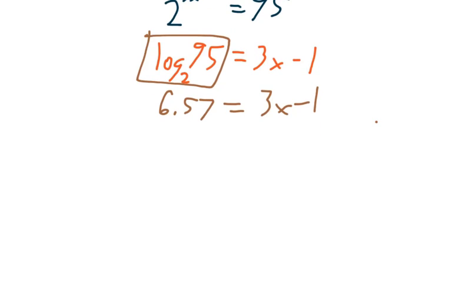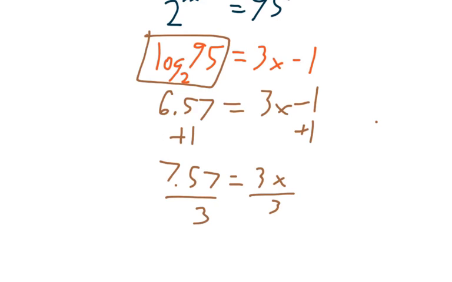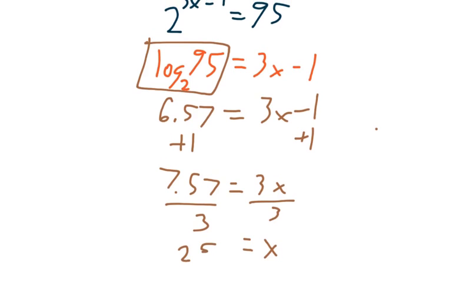At this point, you know how to solve this. Add 1, 7.57 equals 3x, divided by 3, and x turns out to be about 2.52.